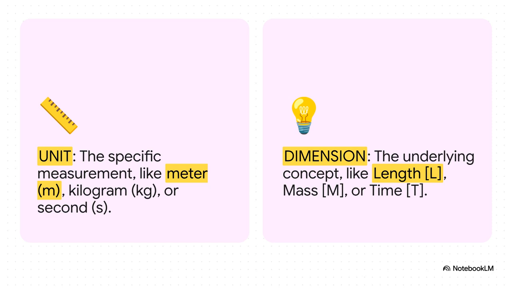So meters, feet, light years, they're all just units for the single dimension of length, L. A pound, a gram, a kilogram, all units for the dimension of mass, m. The dimension is the concept. The unit is just the ruler we choose to measure it with.